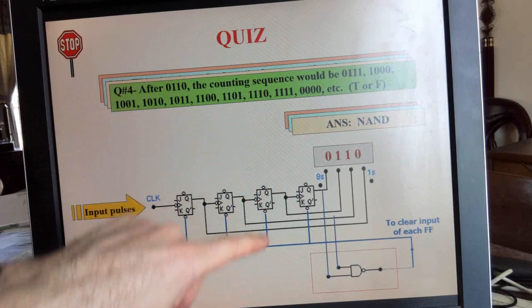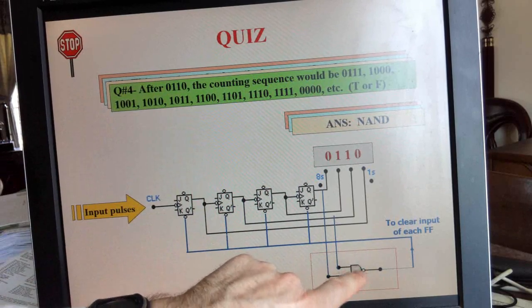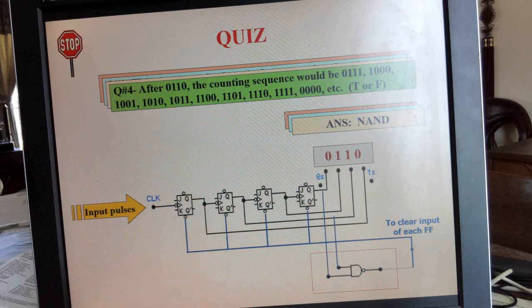But what we have is, with this additional circuitry, this thing would reset when you get 1010.